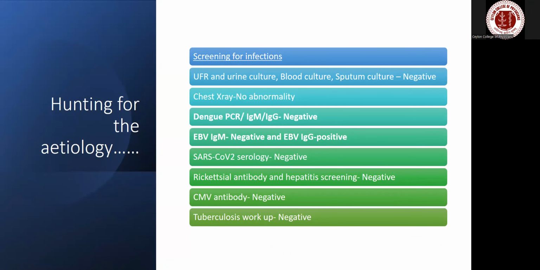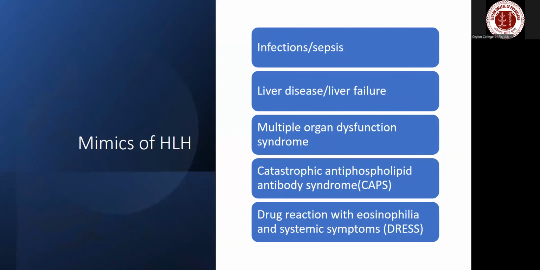We had a dilemma whether this patient actually had dengue. We did the dengue PCR, IgM, IgG, everything was negative. EBV IgM was negative. EBV IgG was positive, suggestive of a quite past infection. COVID was negative. Rickettsia antibodies, EMB, tuberculosis, everything was negative. We looked for malignancies and the rheumatological workup was also negative. So we had a little bit of a deficit here. We could not find the potential underlying etiology.